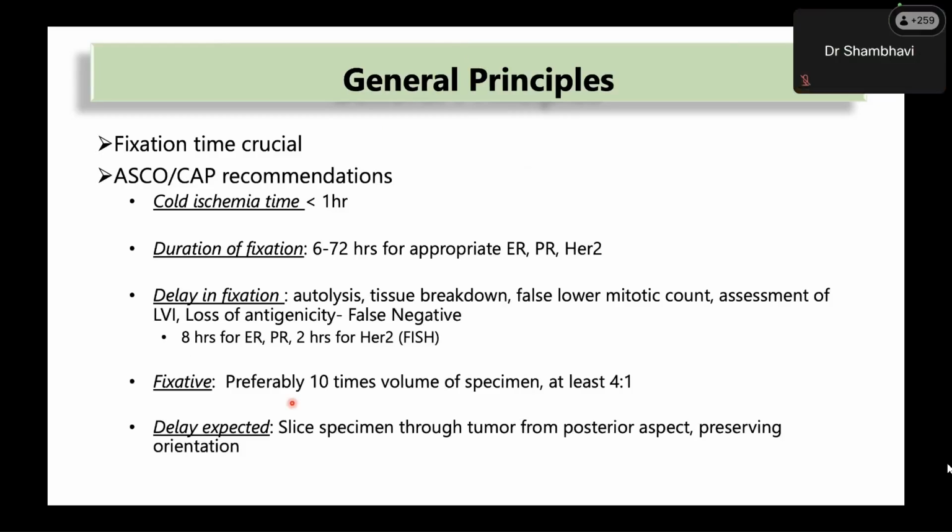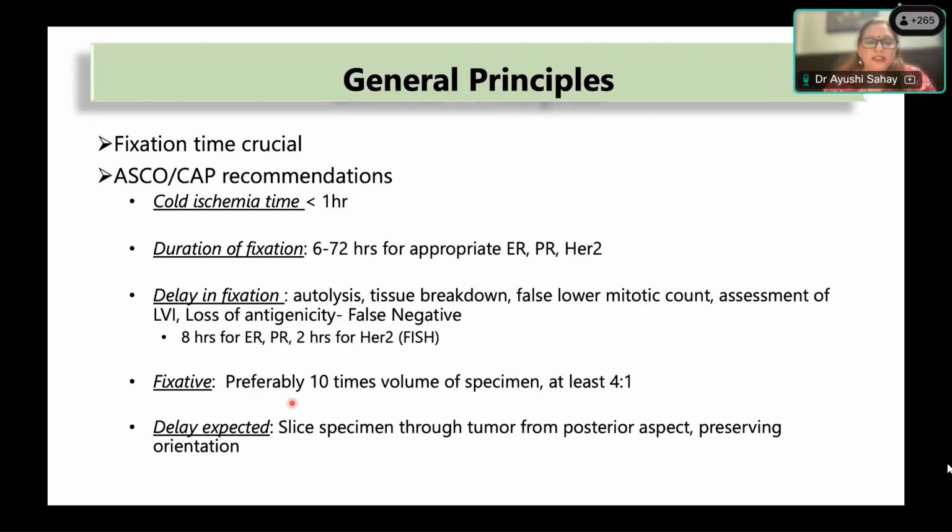So fixation time is crucial because we are not just giving a diagnosis, we are also doing downstream testing for biomarkers. And for those biomarkers to work properly, we need proper fixation. If it is underfixed or overfixed, the biomarkers do not work properly, as well as molecular testing does not work properly if subsequently the patient requires molecular testing. So both for immunohistochemistry and molecular testing, you need an ideal fixation time which preserves the specimen and the cells, the DNA and the RNA.